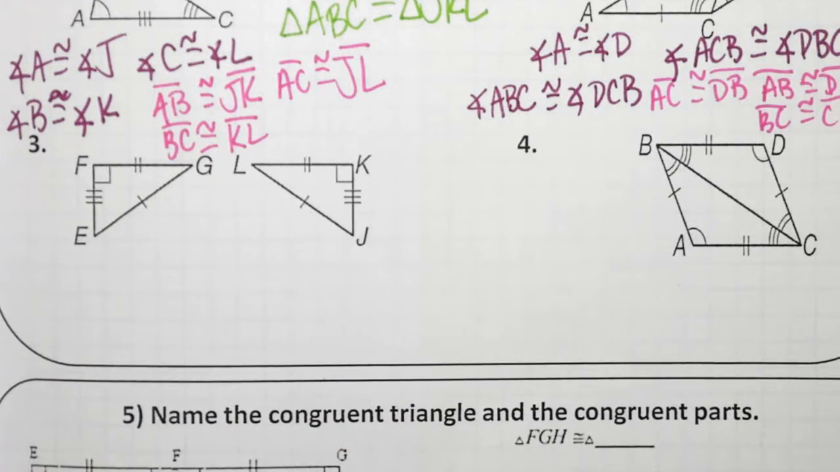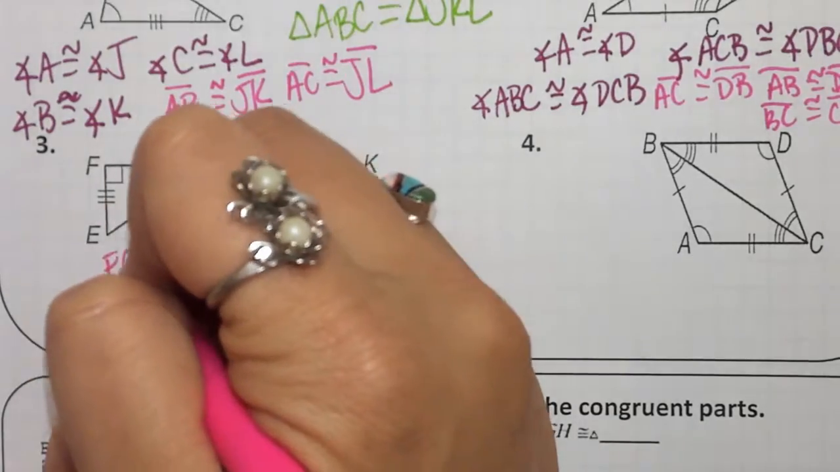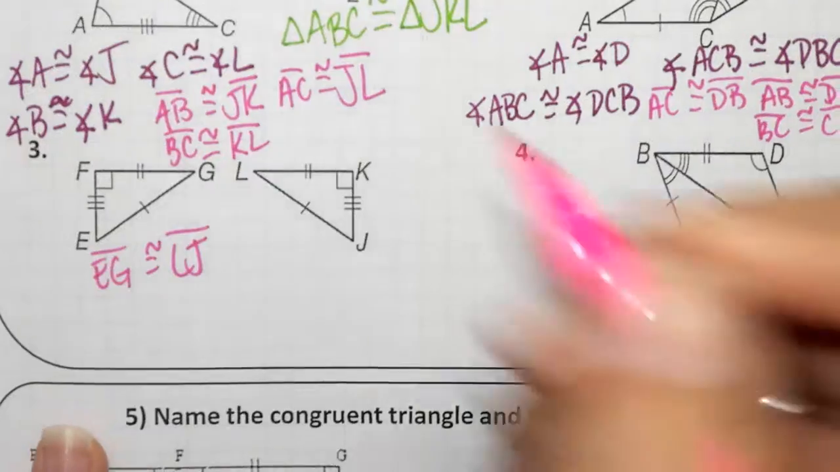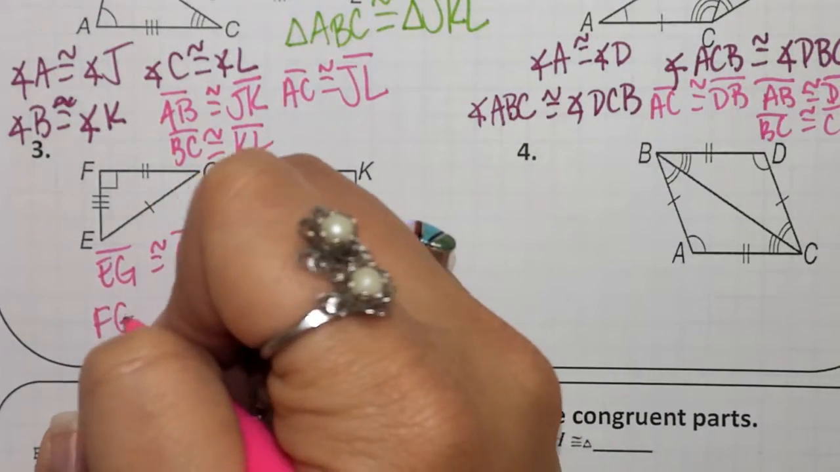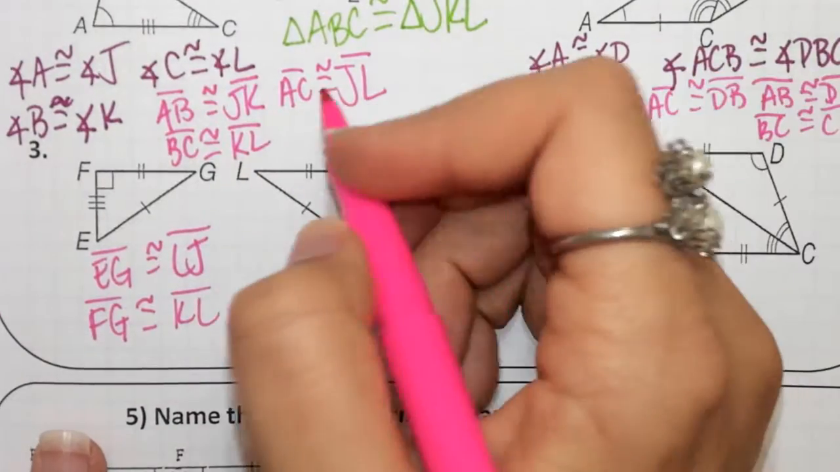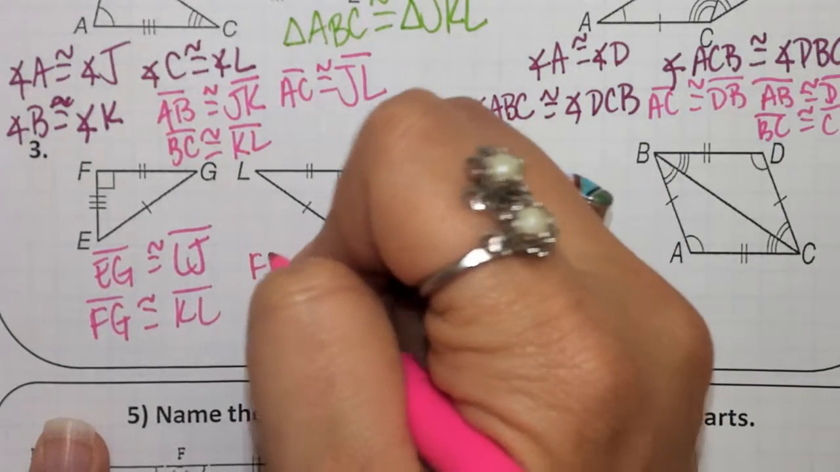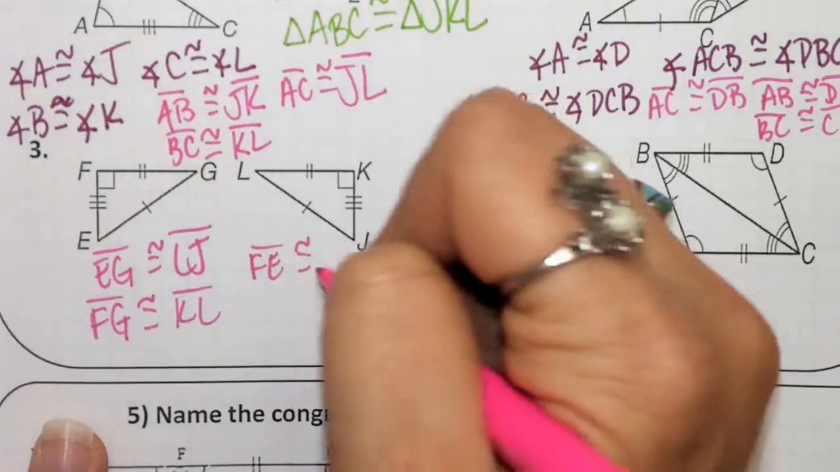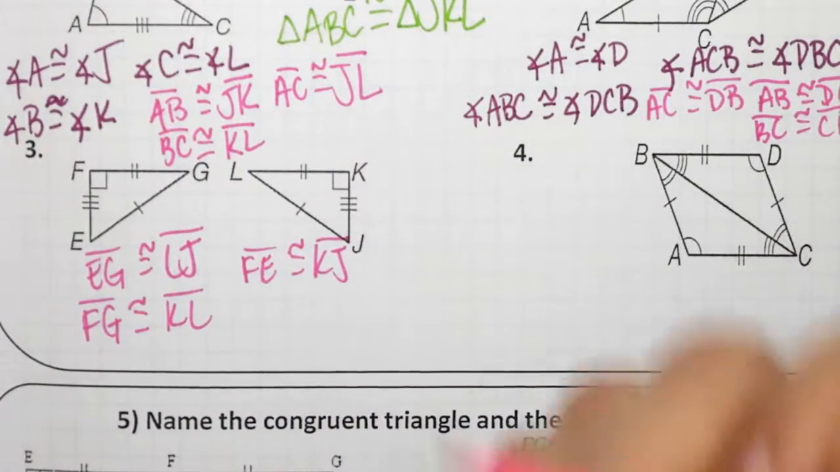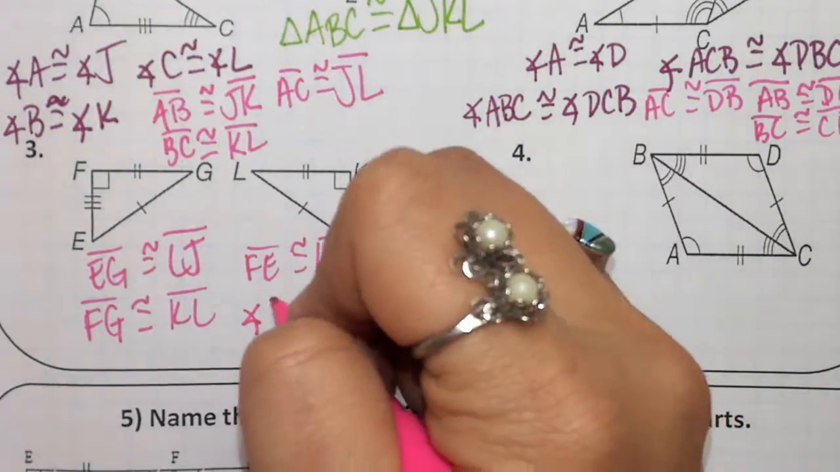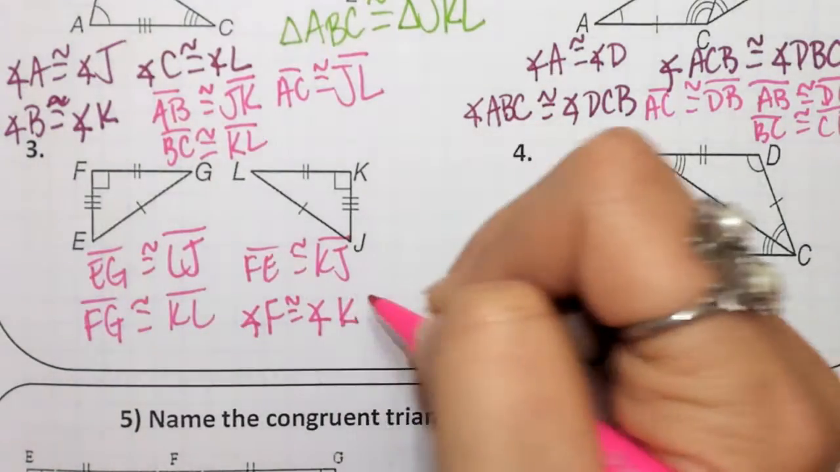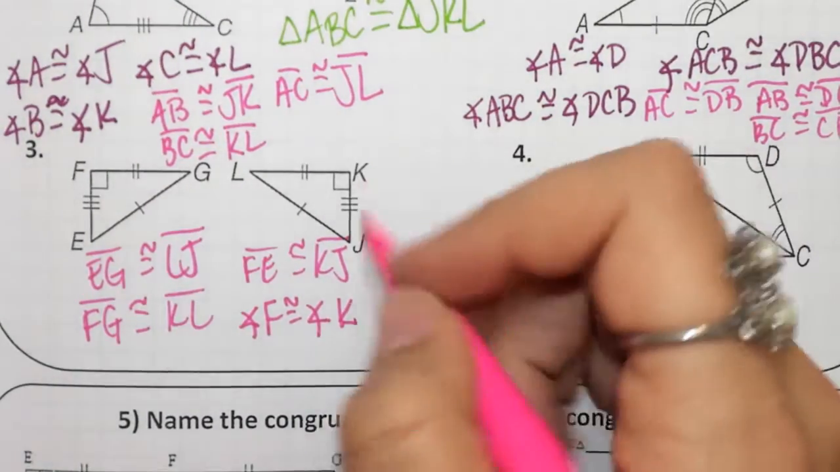Alright, did y'all get that EG is congruent to LJ? Yes. And did you write that FG is congruent to KL? Yes. Did you write that FE is congruent to KJ? Alright. And is there an angle that's congruent? Yeah. I put EFG was congruent to JKL. That's fine. Now, what about our triangles?